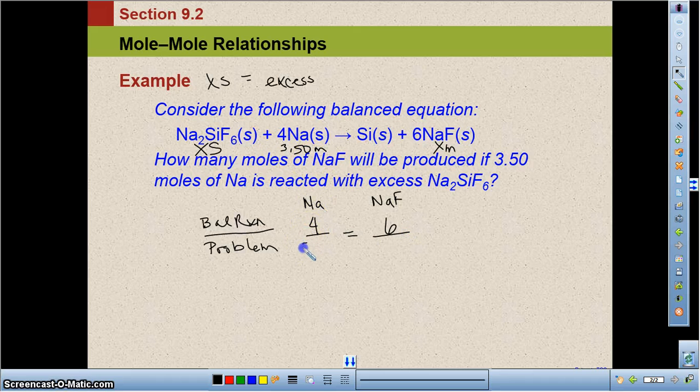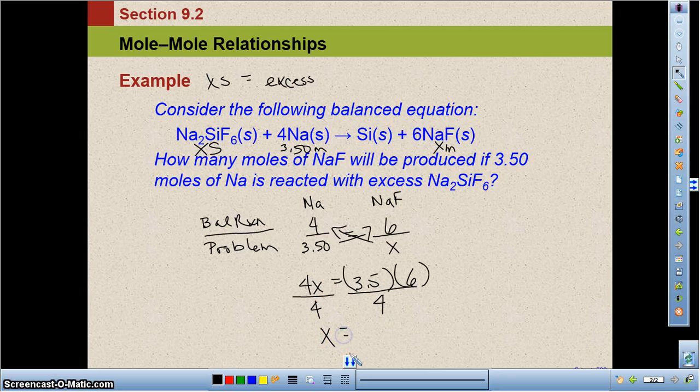The problem says I start with 3.5 moles of sodium, and I want to know how many moles of sodium fluoride that I will get as a product. So we're going to do this with the ratio. You're going to cross multiply. So we say 4 times X equals 3.5 times 6. Then we're going to divide both sides by 4, and this is where it comes in really handy to know your basic algebra skills. That's why you're in Algebra 2 in order to be in this advanced class, so that this isn't a problem for you to do mathematically.